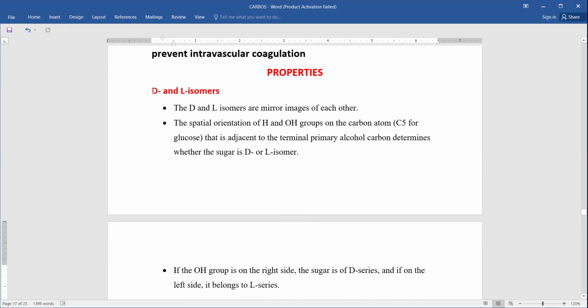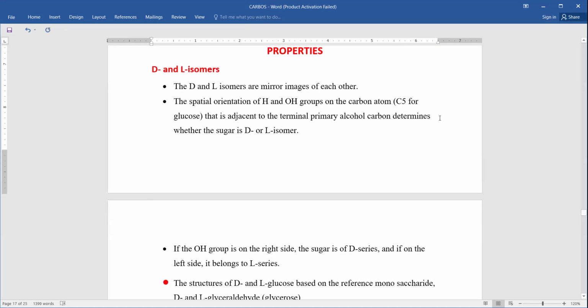Among them, D and L isomers. What are isomers? Isomers are compounds having the same molecular formula but different structure. Here, D and L isomers are mirror images of each other. Simple. This one line is so important.